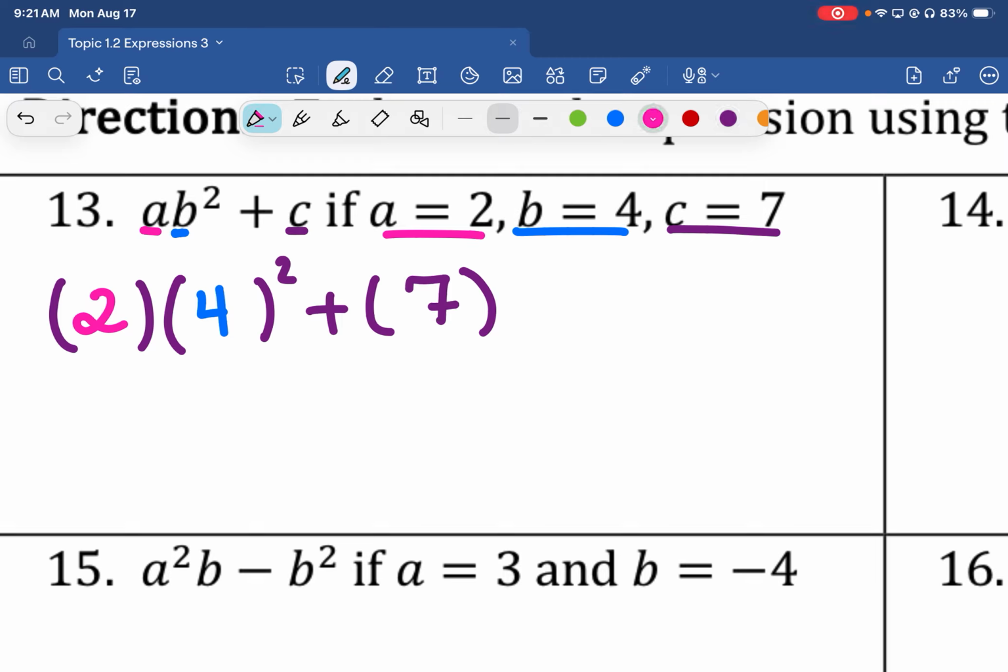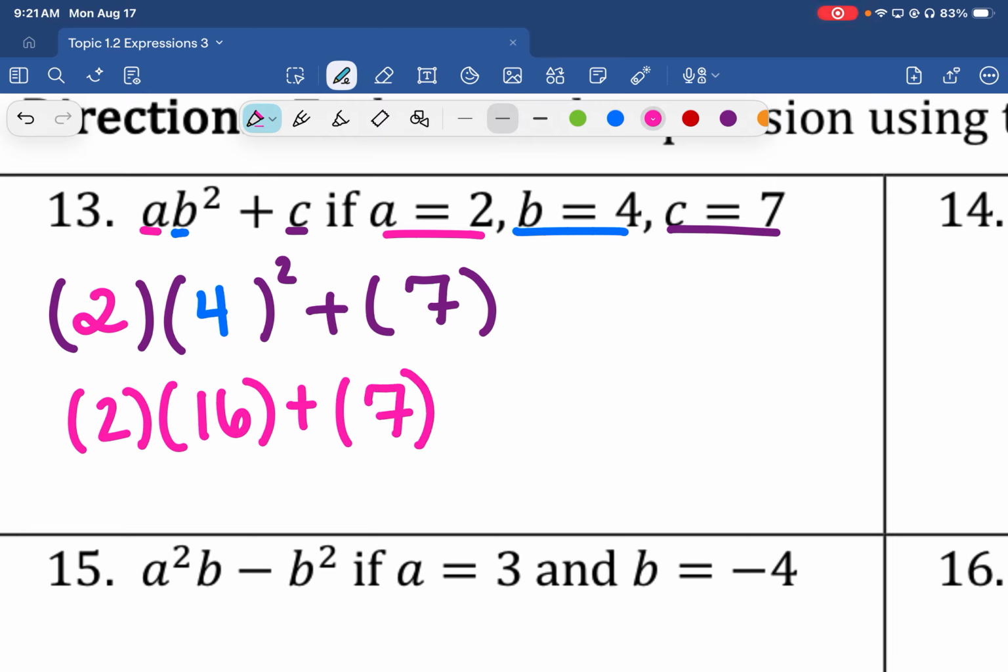All right. To simplify that, we do order of operations. So what part do we do first? Is it a b squared or is it just b squared? Well, b squared, yep. Okay, so what is our 4 squared? 16. Now, is anything happening with that 2 first? So we're going to have 2 times, what was 4 squared again? 16. Plus, is anything happening with that 7?